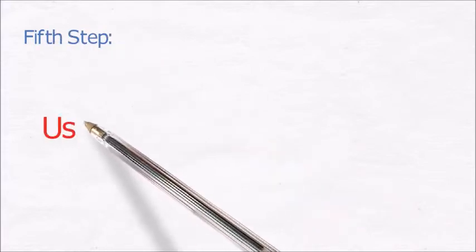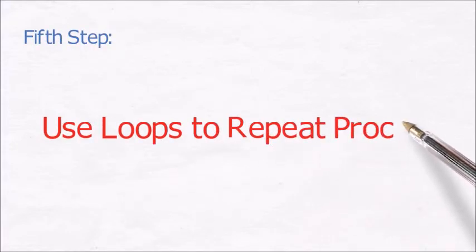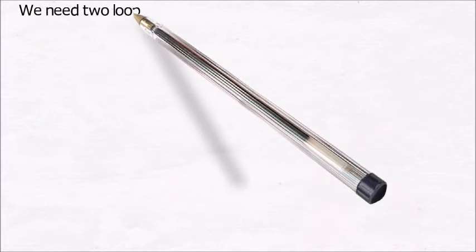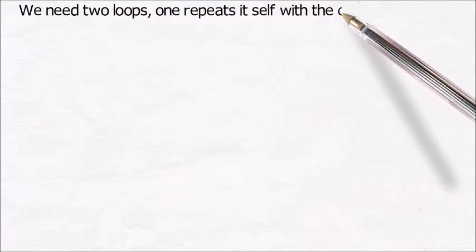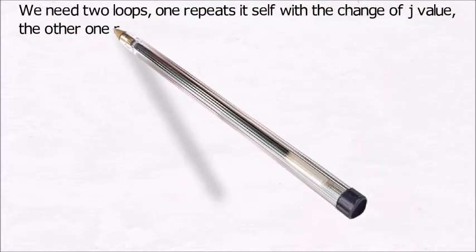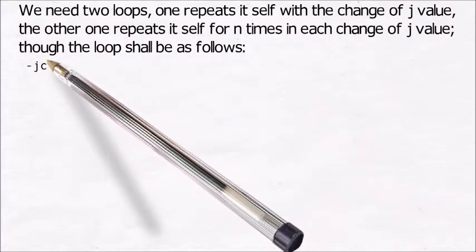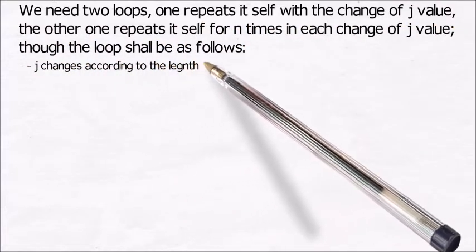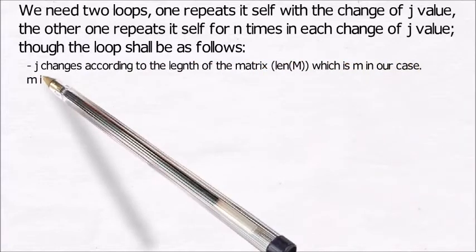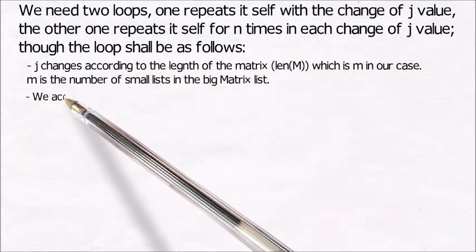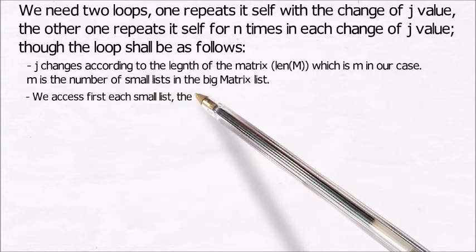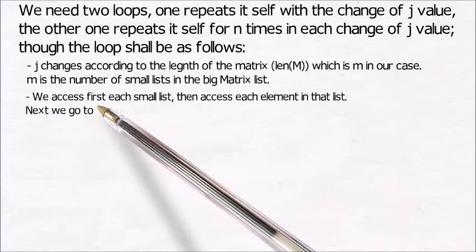Fifth step, use loops to repeat the process. We need two loops. One repeats itself with the change of j value and the other one repeats itself n times in each change of j value. The loops shall be as follows. j changes according to the length of the matrix, len m, which is m in our case. m is the number of small lists in the big matrix. We access first each small list, then access each element in that list.